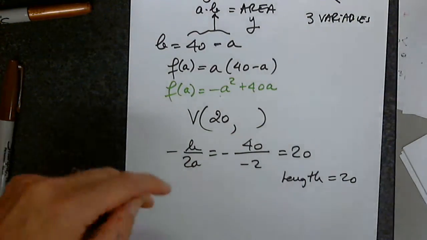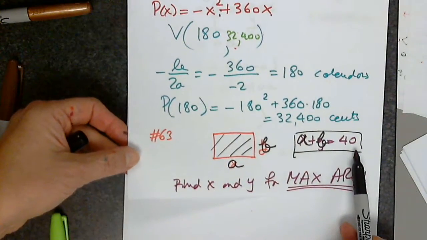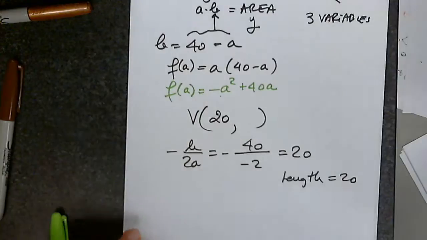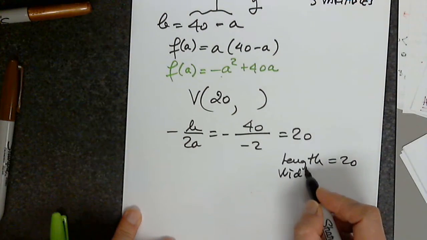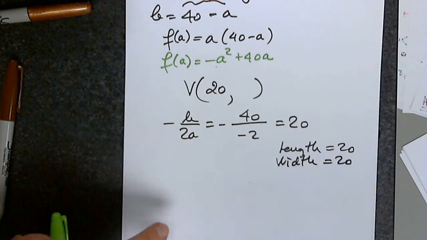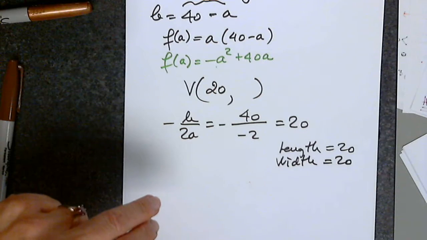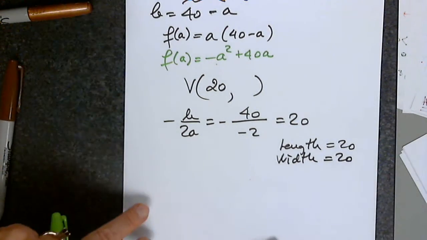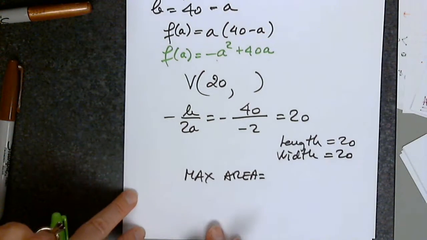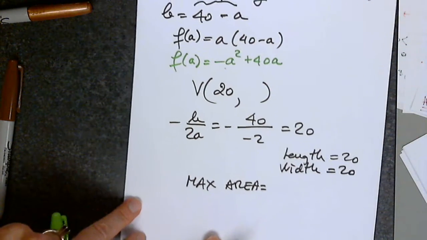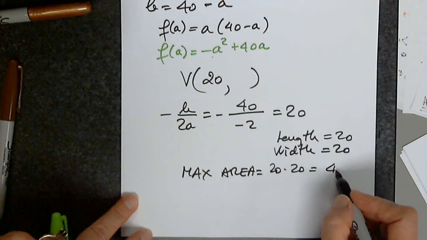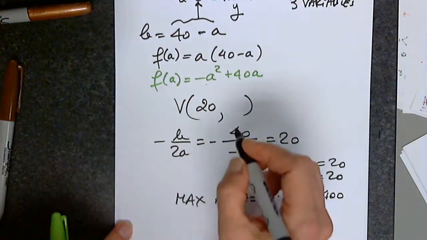Can anyone tell us how much is the width? If their sum is 40 and the length is 20, how much is b? Very good. So the width is 20. Now if I want to, it doesn't say, but what if I want to find the maximum area? What will it be? Yes, 20 squared. 20 times 20, which is 400. So that'll be 400.